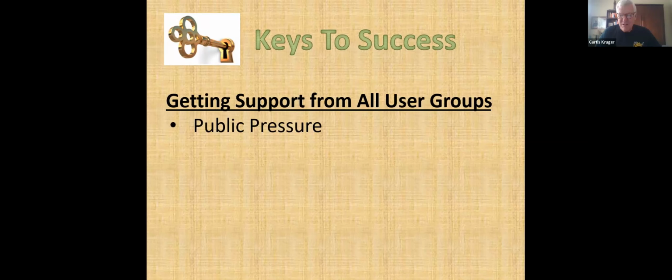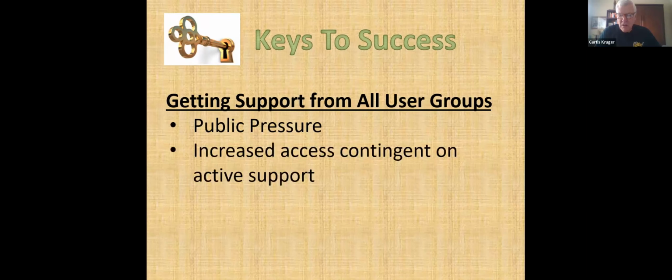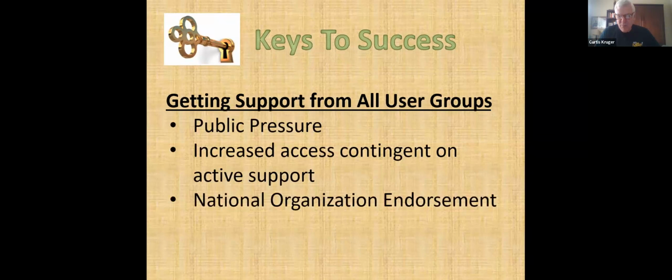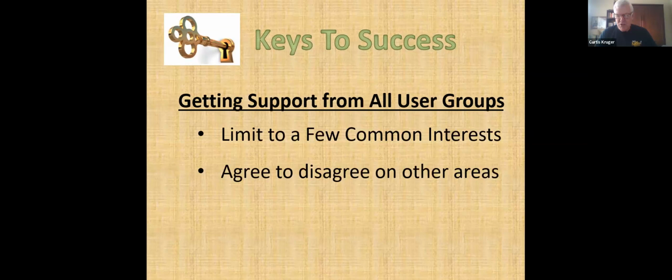Another approach is to bring visitor groups on board by making access to trails contingent upon active support of the safety program. The best approach, in my opinion, is for national organizations to promote a nationwide safety program, and we're working on that. Leave No Trace is an example of an effective nationwide program. More advice on securing support from the various user groups: limit the collaboration to a few common interests. You must also expect that you will disagree on other issues, and you have to be okay with that.